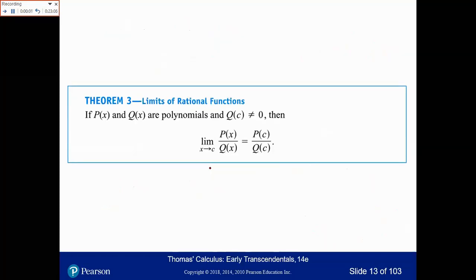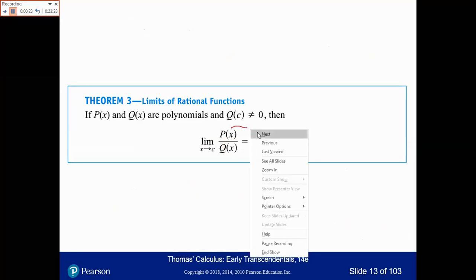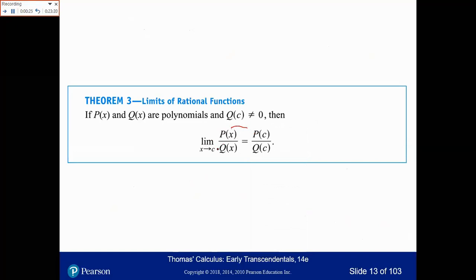Okay, the quotient rule. We said limit of the quotient, okay? We have to have a condition. What's the condition? The denominator should not be equal to 0, right? So the limit of the quotient is the quotient of the limits. Isn't this the limit of x as x goes to c for the numerator? This one, isn't it the limit?